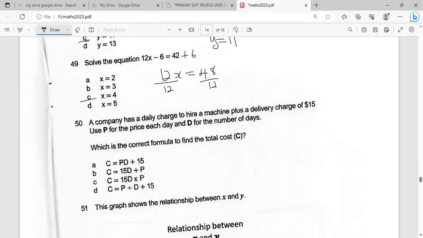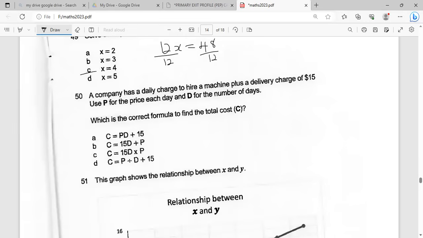All right, a company has a daily charge to hire a machine plus a delivery charge of $15. Use P for the price of each day and D for the number of days. So that would be P times D plus the $15. So I'm going to look for which one. Oh, this one. PD is the same as P times D.